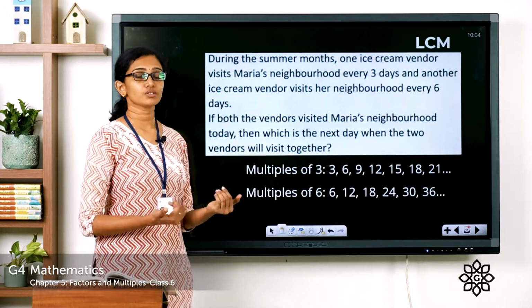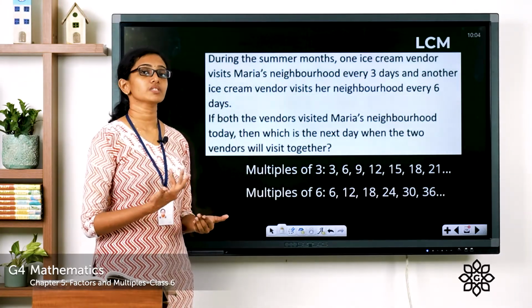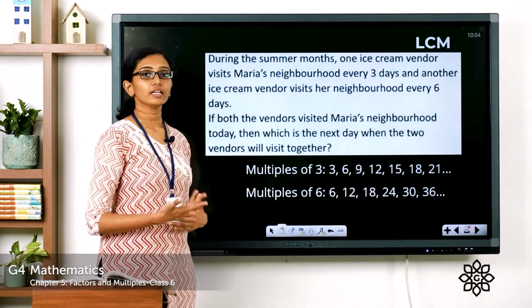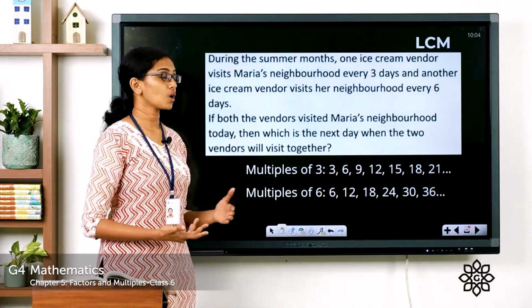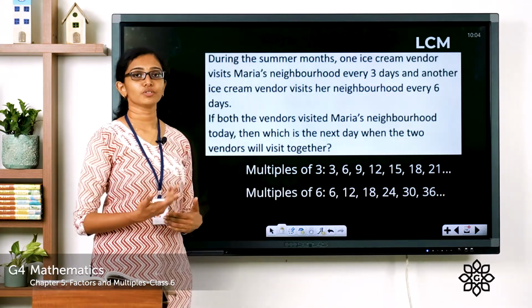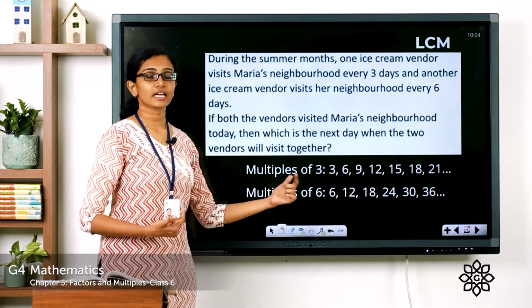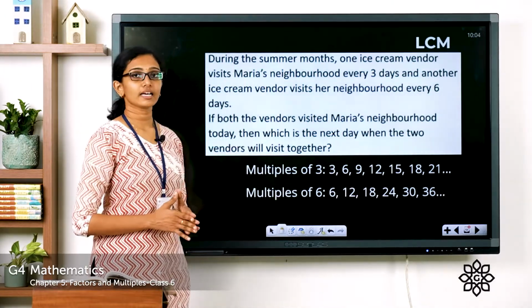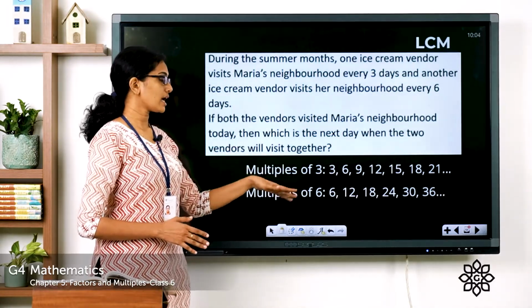Similarly, the second vendor visits every 6th day. Like if he visited today, next time he will be visiting on the 6th day from today. And then after the 6th day, he will be visiting on the 12th day from today and then on the 18th day from today and so on. So, the days are actually multiples of 3 and 6.